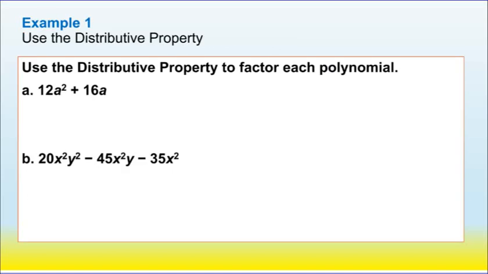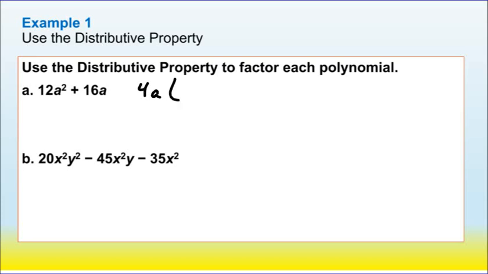What we want to do here is undo the terms by undoing the distribution. So we're going to factor this polynomial. For the greatest common factor, what do 12 and 16 have in common? The biggest number you can divide out of both of them would be a 4. They both have an a, so that means I can divide an a out. I can't do more than one a because 16a only has one.